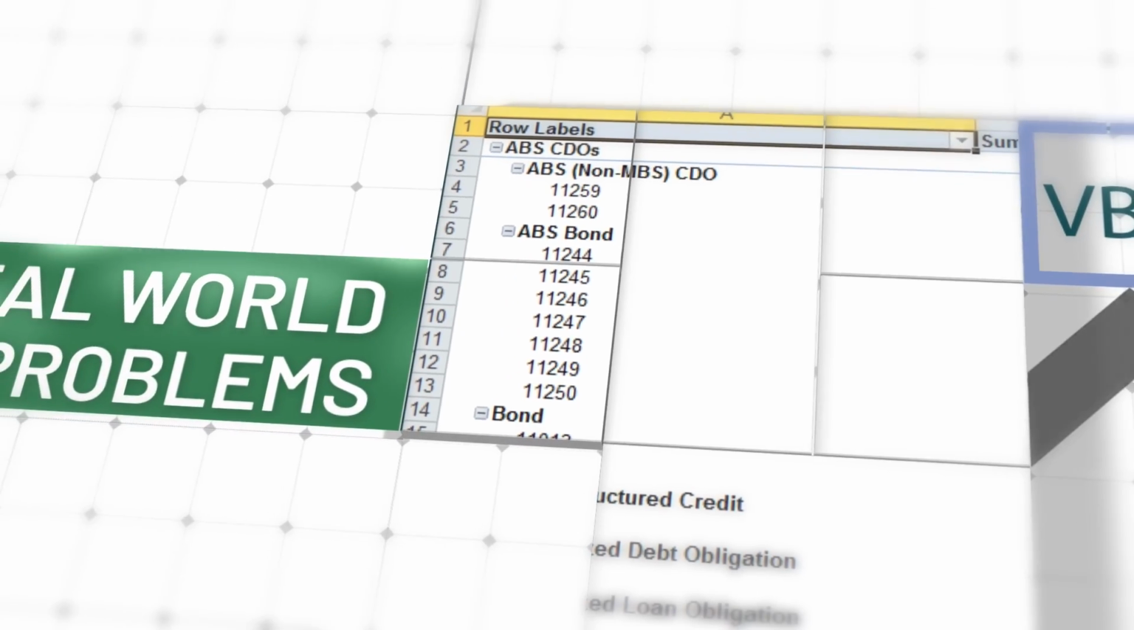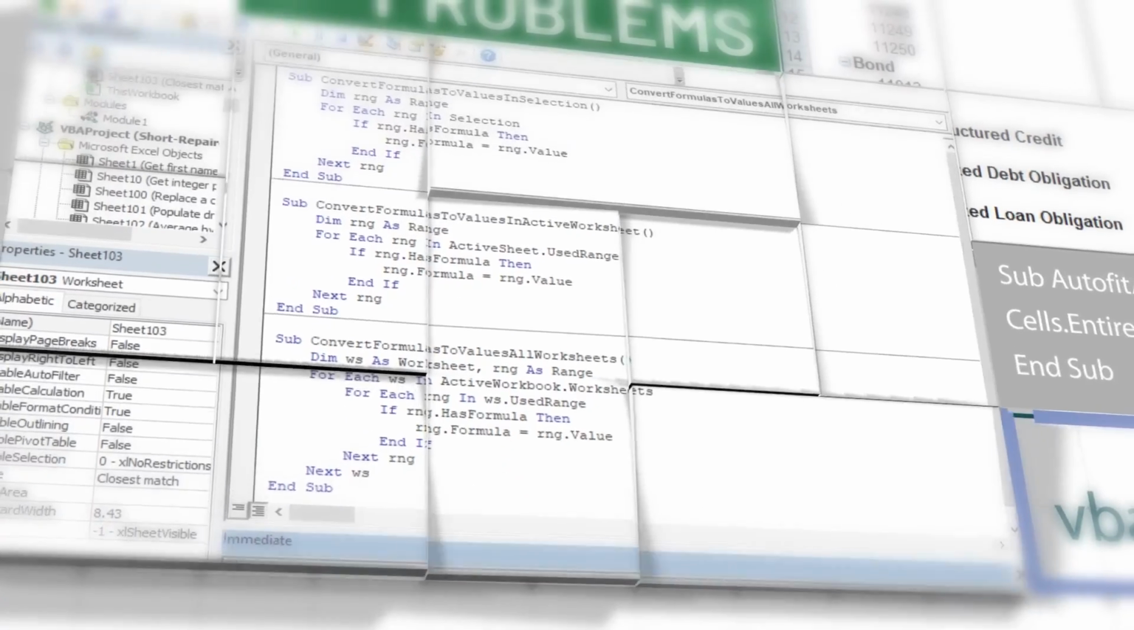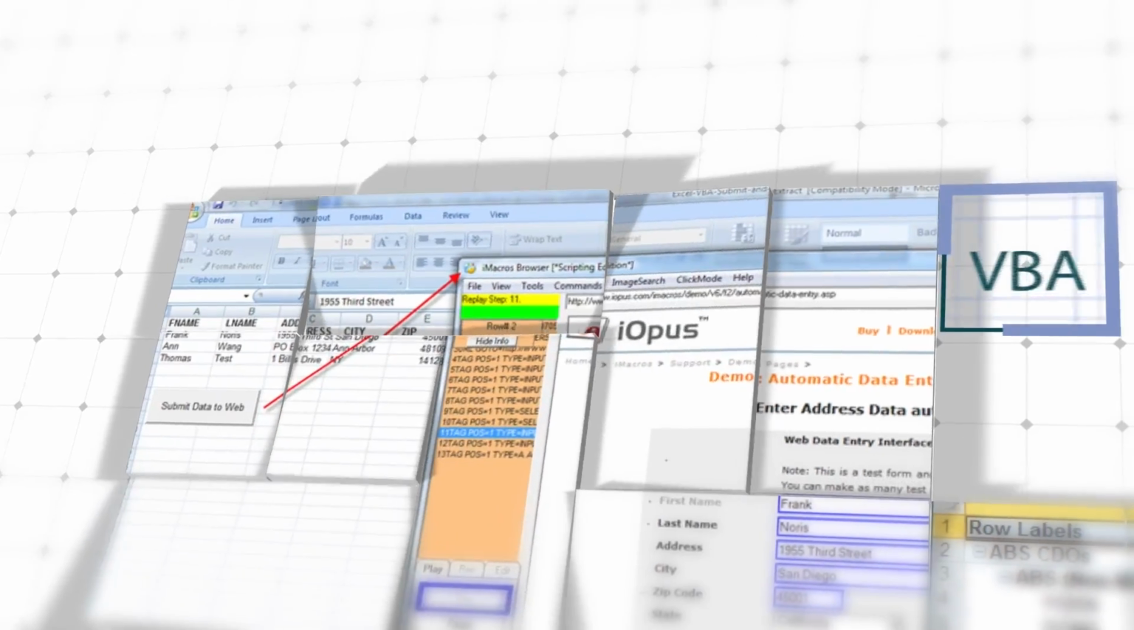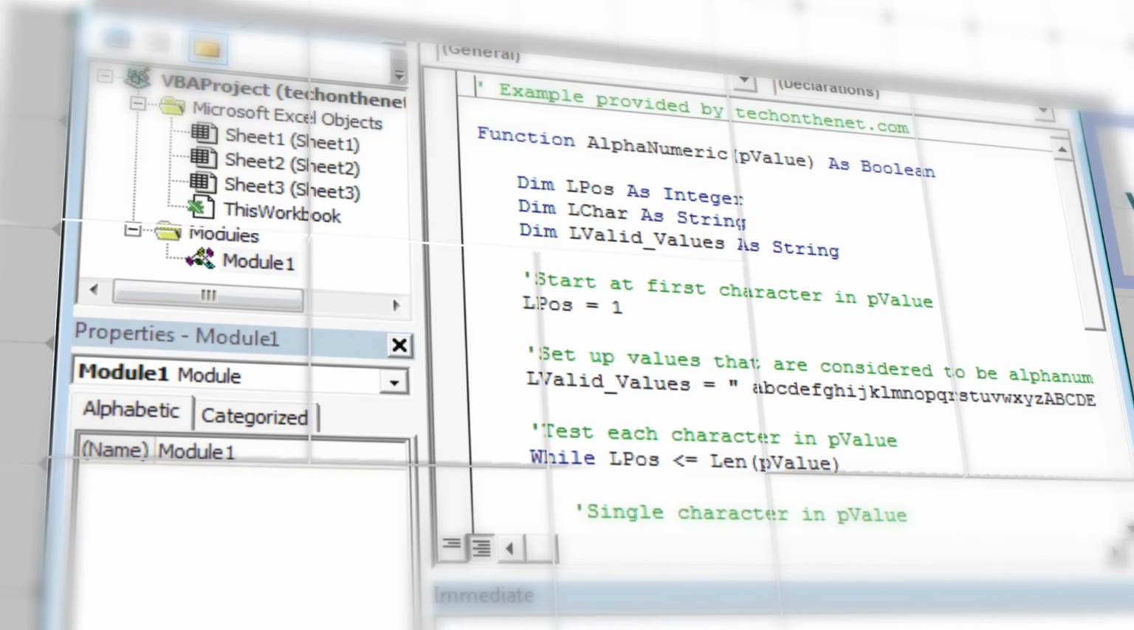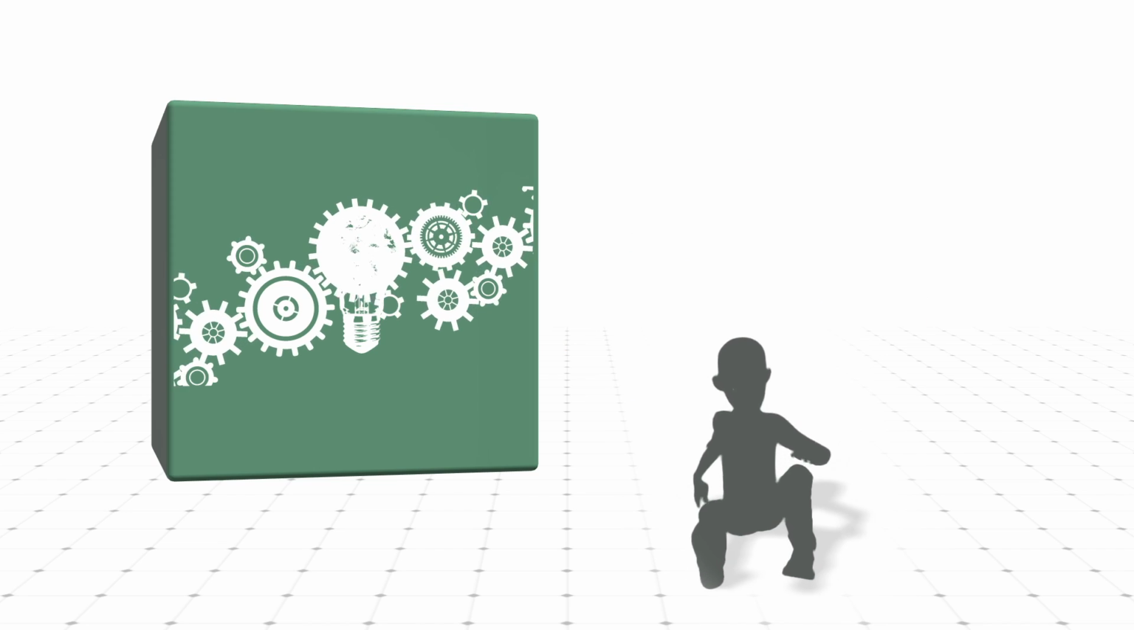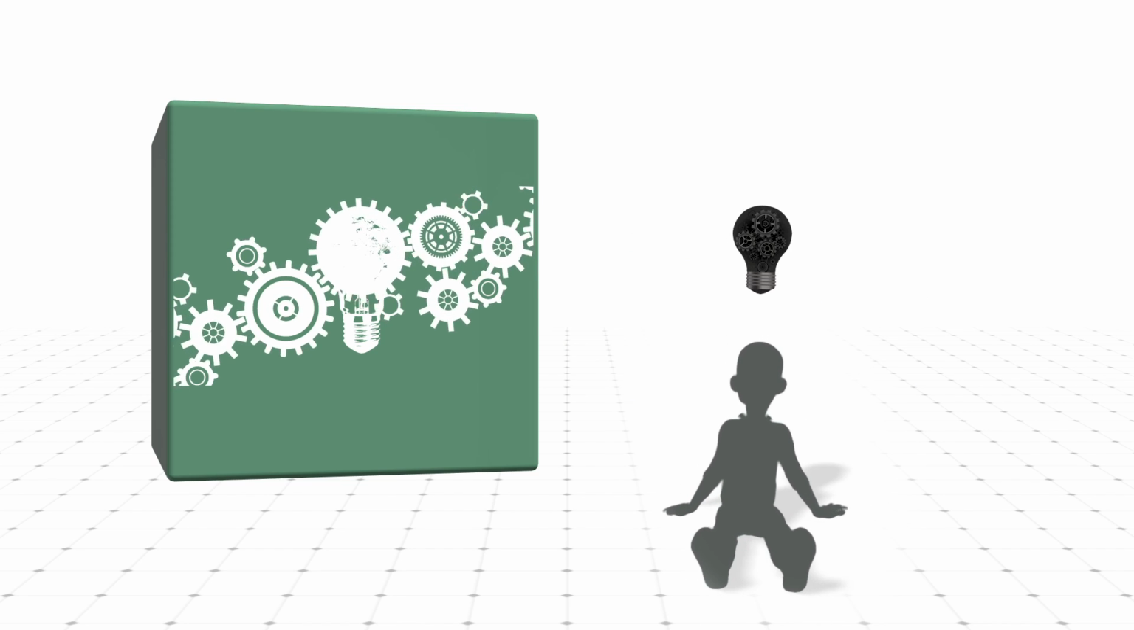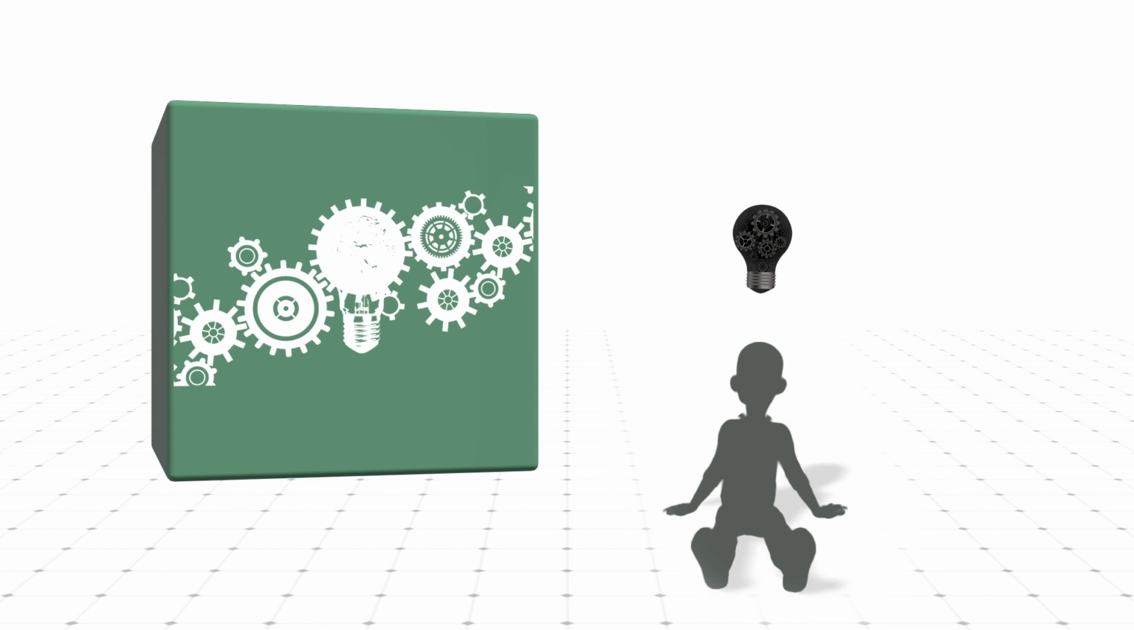Things like creating your own custom worksheet functions, or one of my personal favorites, automating pivot tables. With VBA, you will quite literally teach Excel to do your work for you. Now that is working smarter, not harder.